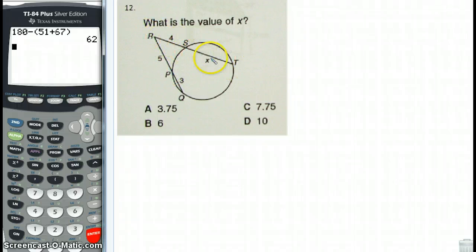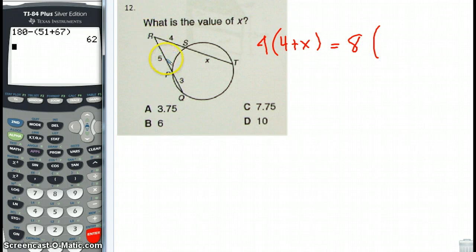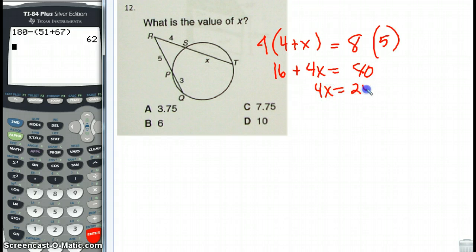The entire secant here is not 4x, ladies and gentlemen. It's 4 plus x. And we're going to put that in parentheses, times the external part, which is 4. And then the whole thing here is 8 times the external part, which is 5. So we use some beautiful mathematics now, distribute that, and we get 40 there. 4x equals 24, x equals 6, answer the question.